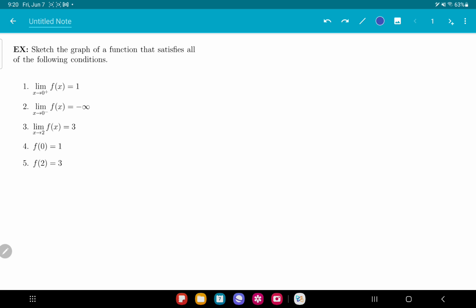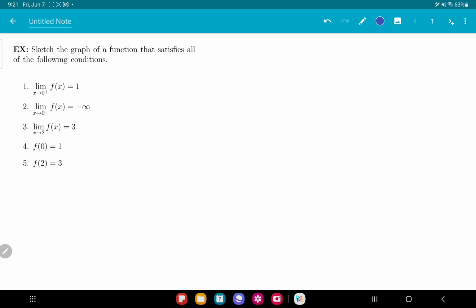Graphing. All right, sketching from a list of conditions. So what I'm going to start by doing is looking at my list of conditions and getting a sense of what kind of scale I'm going to use on my axes. Okay, I've got y is minus infinity here. I've got y equals 3. My x values are 0 and 2.